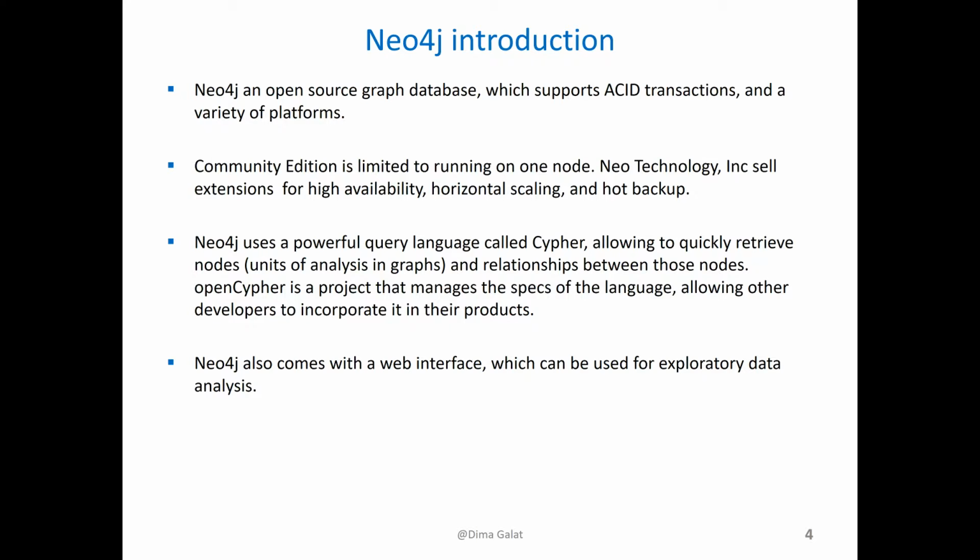OpenCypher is a project that manages the specs of the language, and it is open source, which means that other developers can integrate and use it in their products. Neo4j comes with a web interface, which can be used for exploratory data analysis.